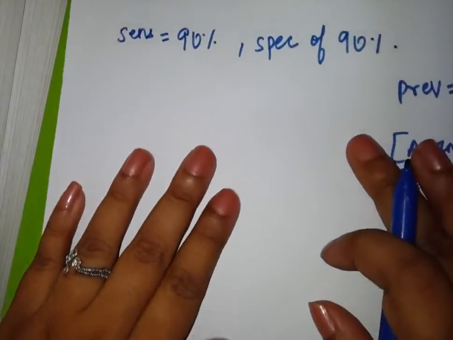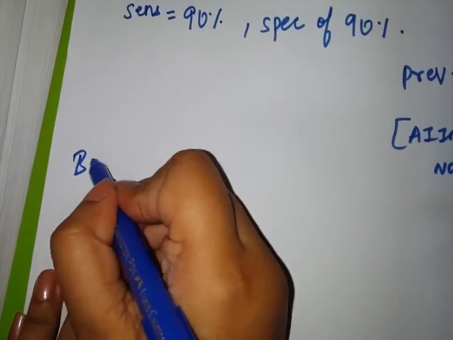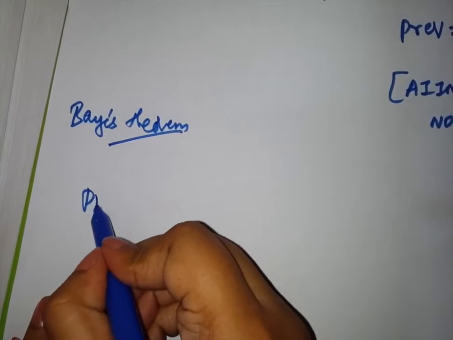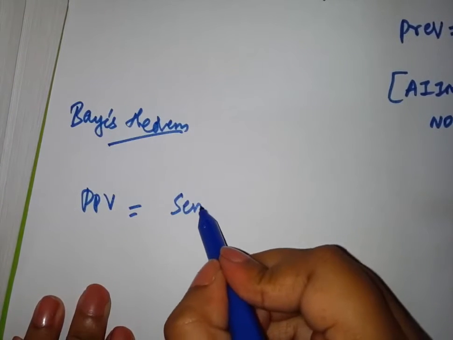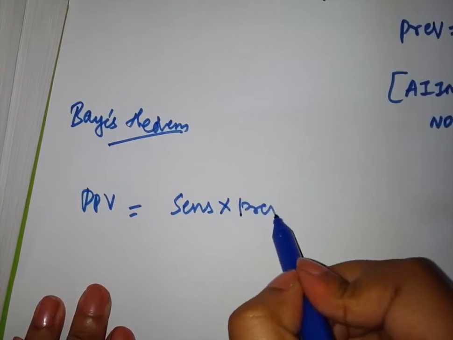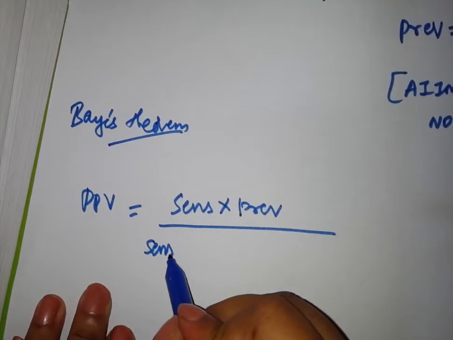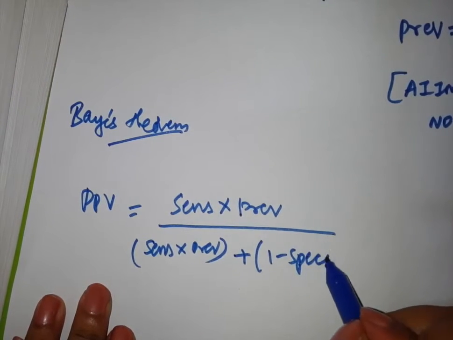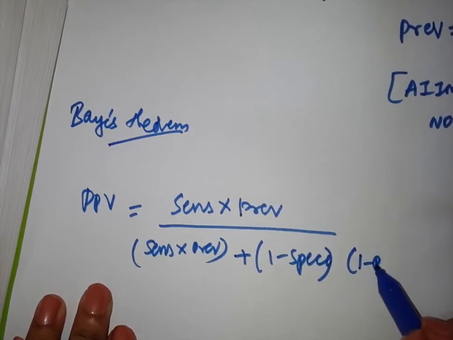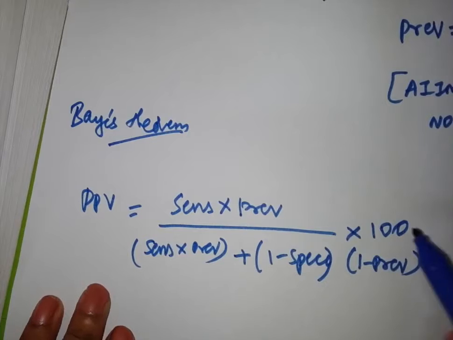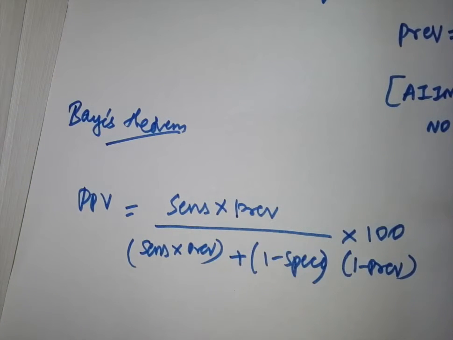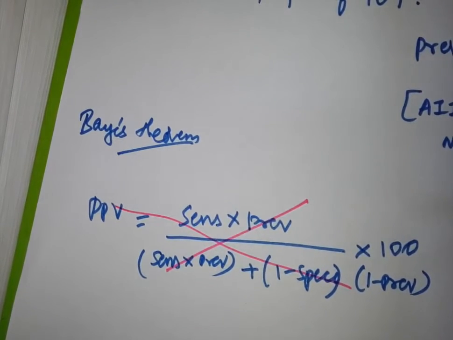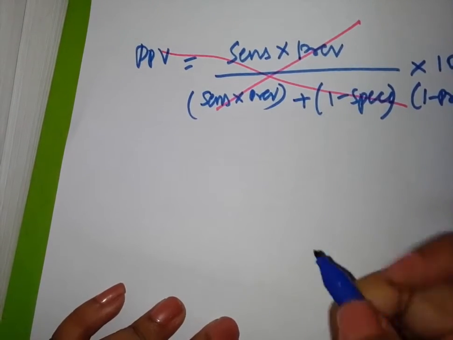As you would have seen from Bayes' theorem, positive predictive value is equal to sensitivity into prevalence divided by sensitivity into prevalence plus 1 minus specificity into 1 minus prevalence, into 100. So basically apply this formula and you will get the answer, right? Just kidding. No mugging up or no memory, at least in my videos. I'm going to tell you an easy technique to solve this problem.